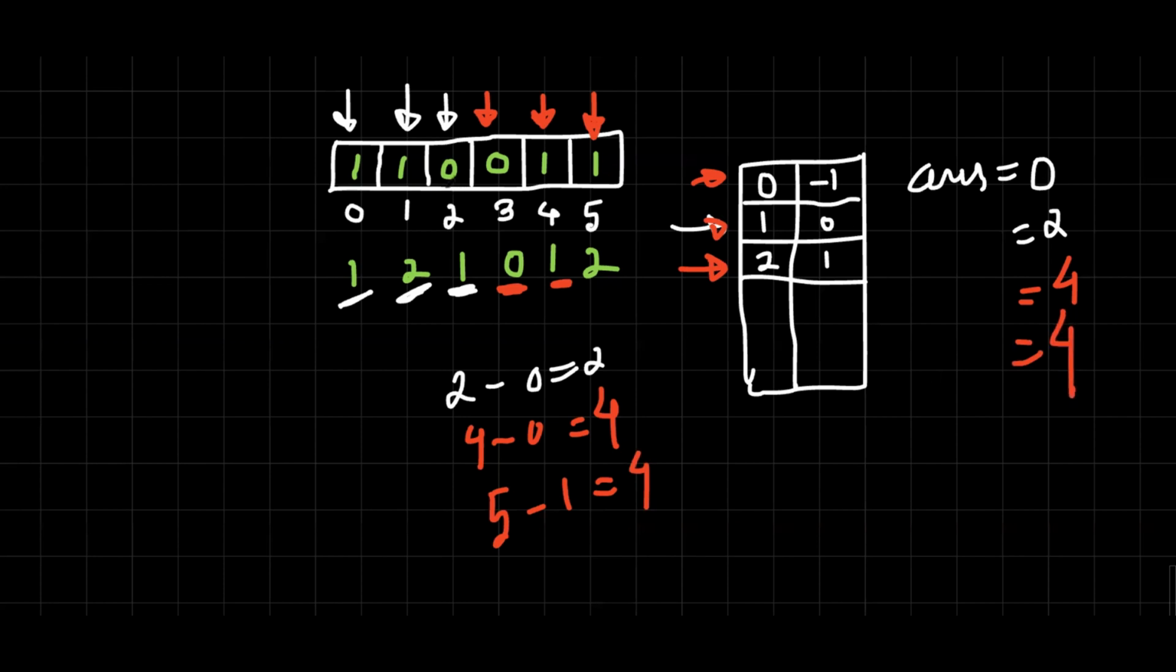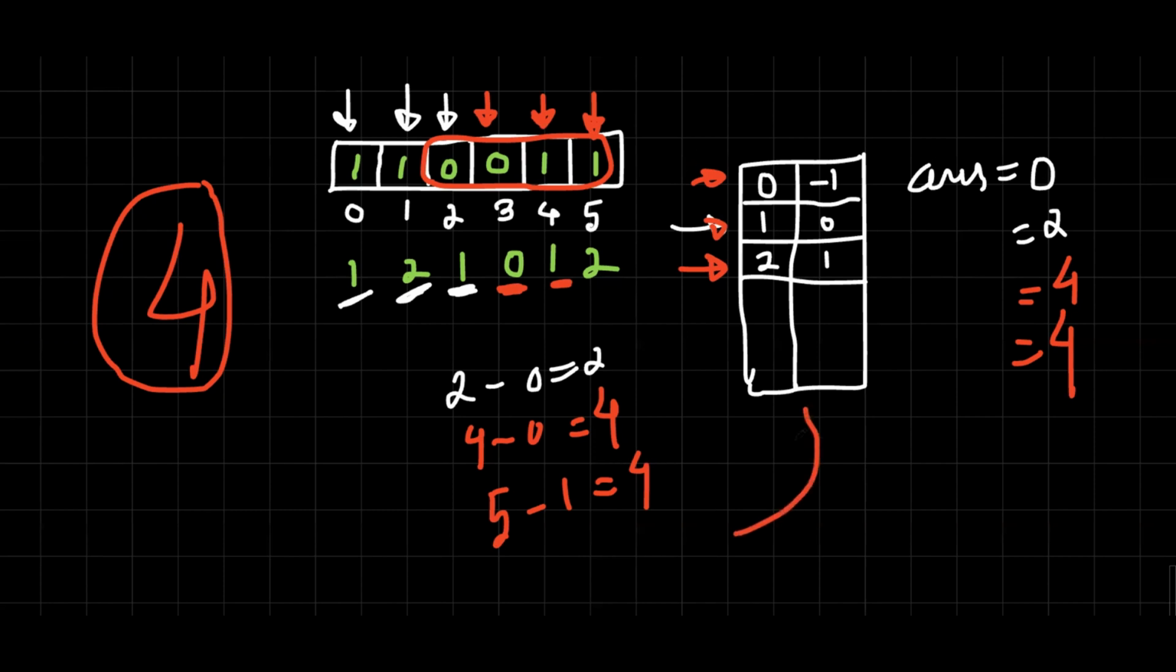Or alternatively, we can say that this portion of the array contains a balanced subarray which has an equal number of 0 and 1, and the length of this balanced subarray is 4. So here the final output for this problem is 4. I hope you understood the pattern and visualize the algorithmic work procedure by using this map data structure. Now let's move on to the code.